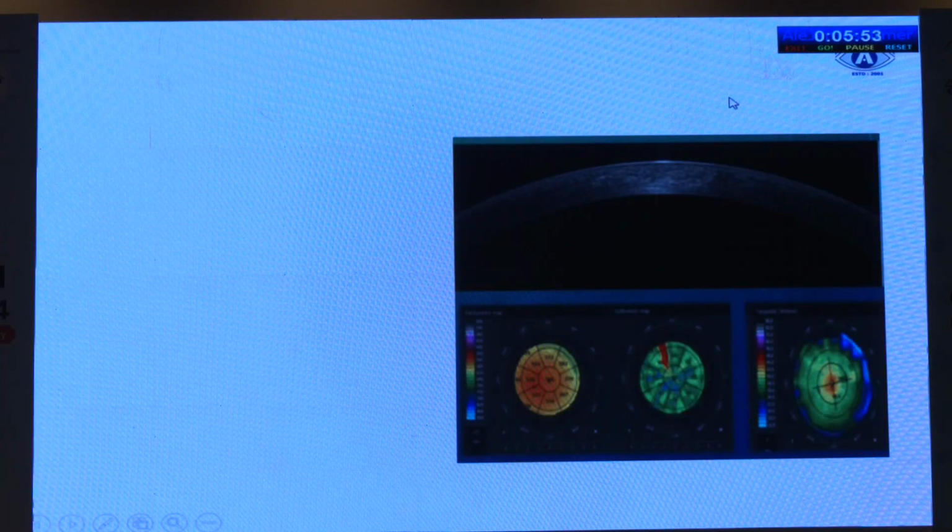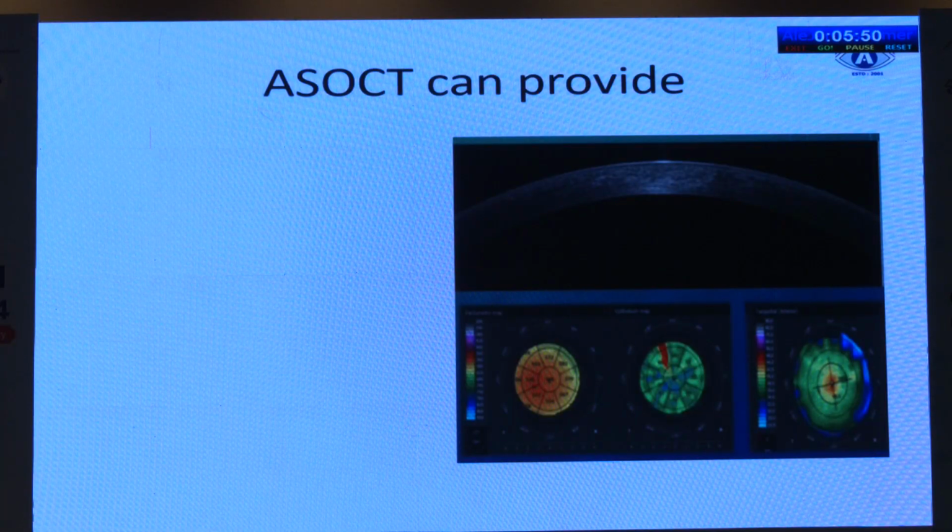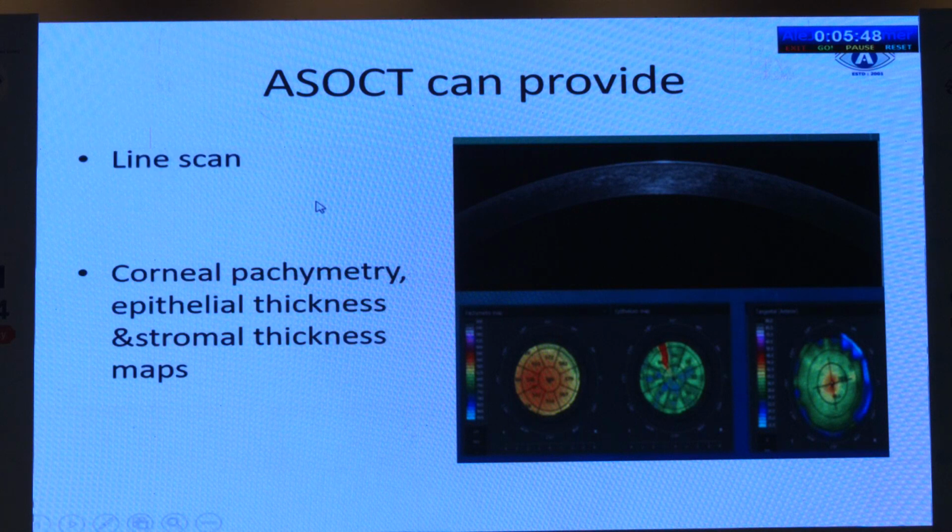So what does an ASOCT give? It gives us a line scan, which I'll be basically discussing today, and in addition it gives us corneal pachymetry, epithelial thickness, stromal thickness maps, and also corneal dioptric power.